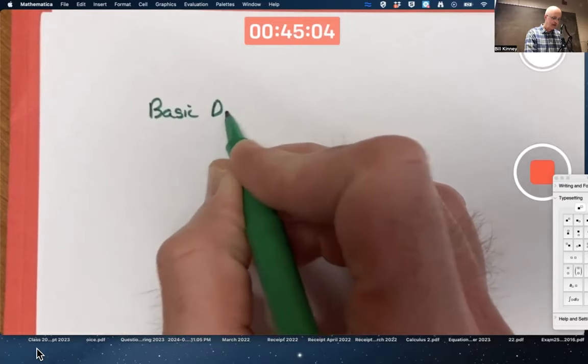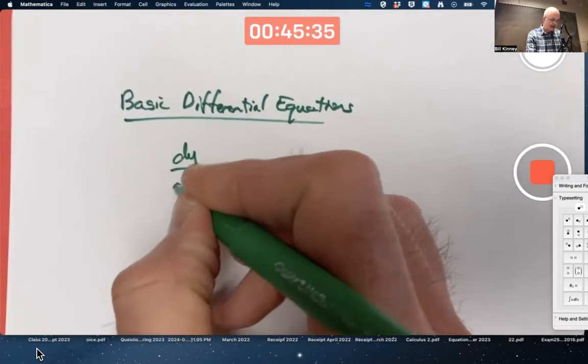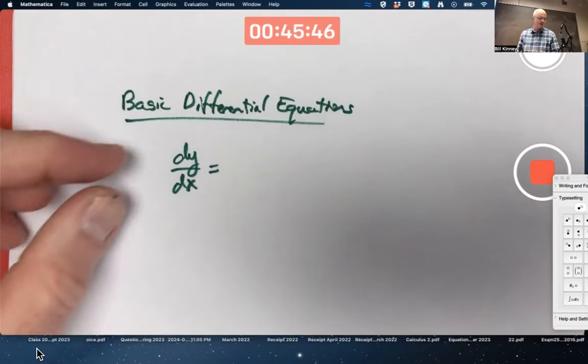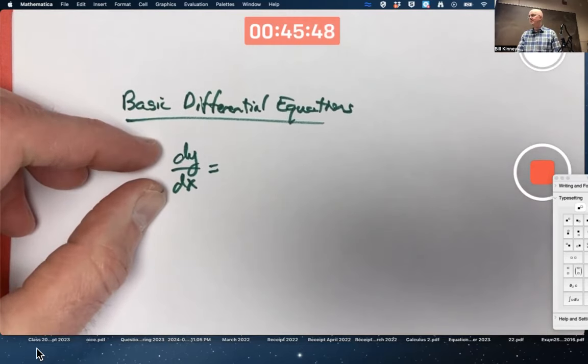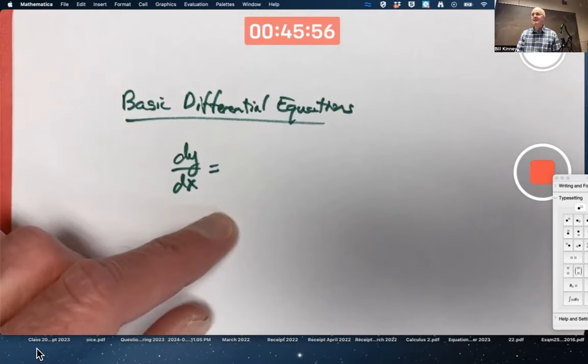Basic differential equations. What's a basic kind of differential equation? It's an equation, so there's an equal sign, involving a derivative. Differentials dy and dx individually are sometimes called differentials. Actually, I call them infinitesimals. Both names are applicable. Differential equation.